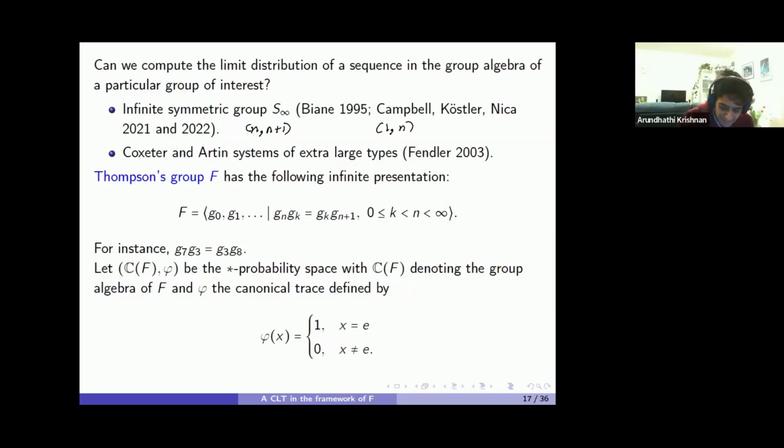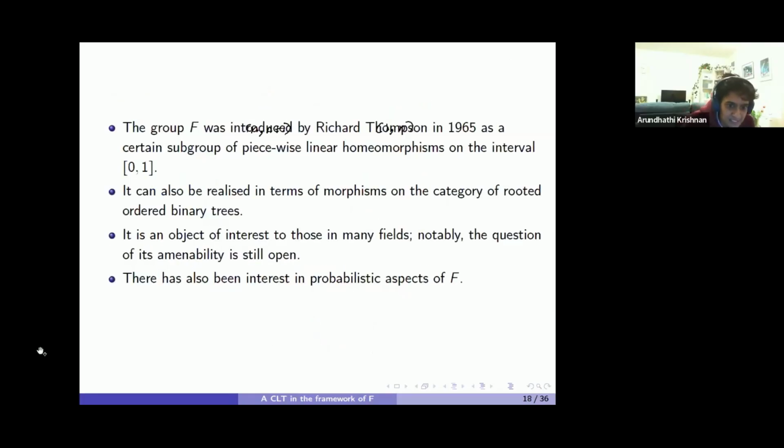So just one slide about the Thompson group F itself. I should clear all these drawings. So F was introduced.